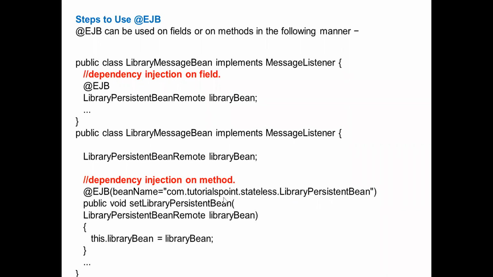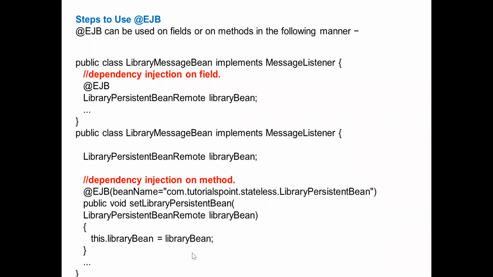So this is an example of one class to another, using a library persistency bean. So how will it be written? Public void setLibraryPersistenceBean, it is a method. I have to reference another bean by using this.libraryBean = libraryBean.